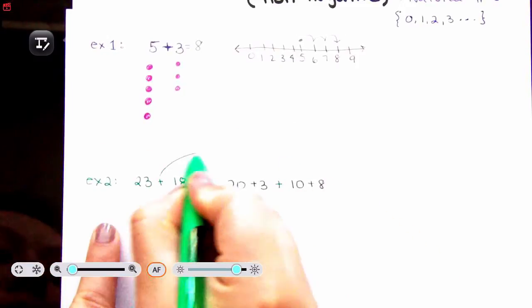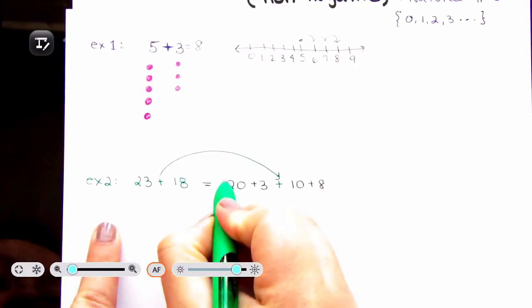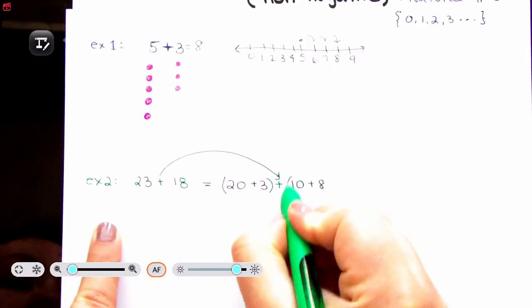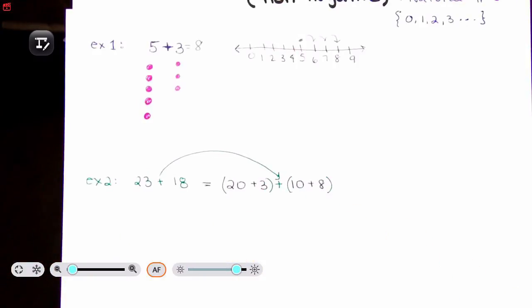This plus is this plus. I split up 23 and I split up 18. Now, why did I do that? Because I personally don't know what 23 plus 18 is. I have absolutely no idea. However, 20 and 3 is 23. I know that. And I know that 10 and 8 are 18.